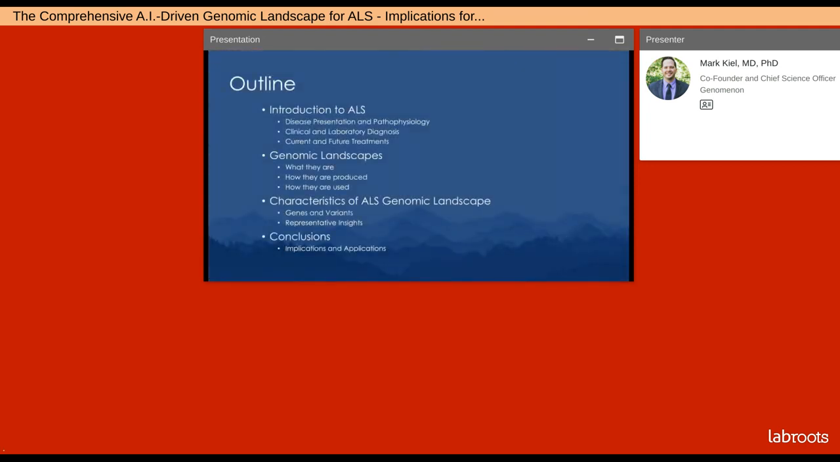The outline of my talk today is to begin by introducing ALS, its disease presentation and pathophysiology, with the discussion of the clinical and laboratory diagnostics, and then a view into the current and future landscape of treatments for ALS, followed by a discussion of what genomic landscapes are, how they're produced and how they're used, and then we'll go into some detail talking about the characteristics of the ALS genomic landscape that Genomenon has developed, focusing on some specific genes and their variants, and culling out some representative insights from that landscape. And then I'll conclude with implications and applications of this new data.